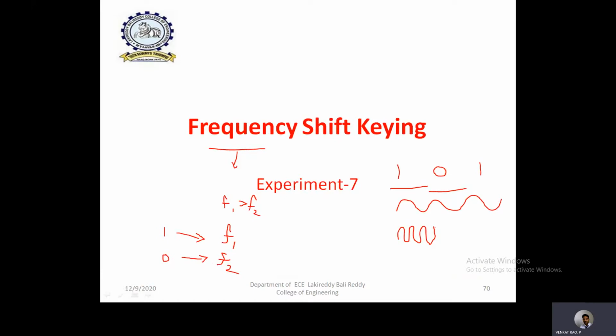So the number of cycles is less when compared to F1. Similarly, whenever binary 1 comes again, it will produce again the carrier with high frequency F1. So we will observe more number of cycles again. Right, this one. So this is what an FSK signal.